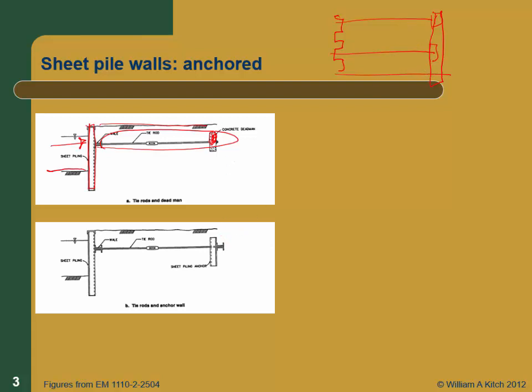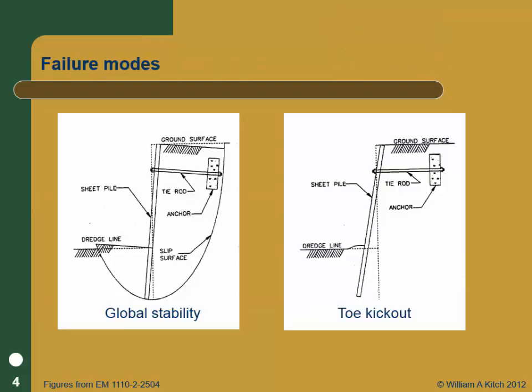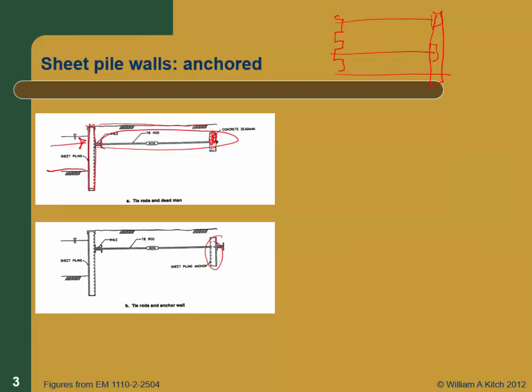And another common way, instead of having a concrete dead man, is you just drive a very short wall back here. In this case, there's a sheet pile wall in the front, and in the back, there's a little sheet pile wall. It can either be in segments tied back to each anchor, or if the anchors get close together, you can drive a continuous sheet pile wall. But this one can be much shorter than the front one, because it's not retaining any earth. It's just providing enough resistance to provide the anchoring forces you need.